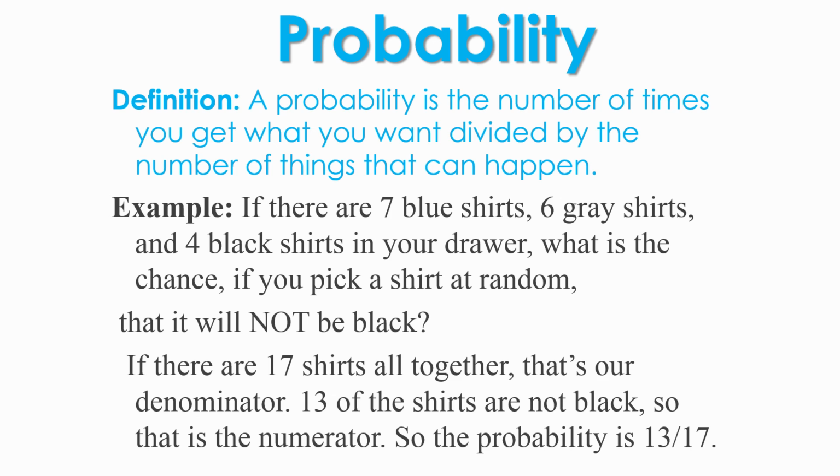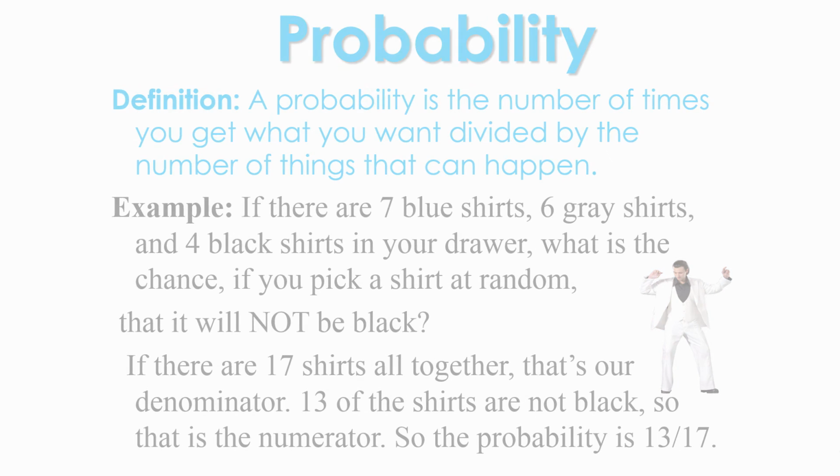Okay, there are 17 shirts altogether, so that's our denominator. 13 of the shirts are not black, so that's our numerator. The probability is 13/17. It's as simple as that.